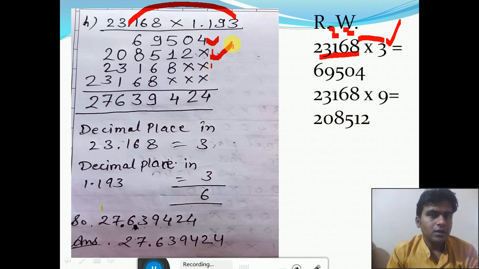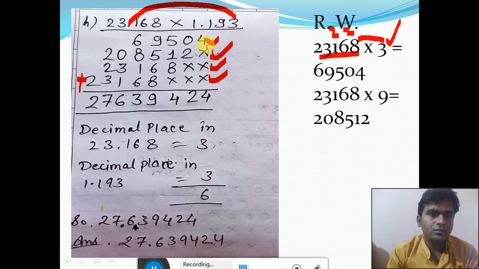Then write it here. Then you multiply with 1, so you will get the same number, 23,168, and multiply again by 1. So finally add all these and you will get this number 27.